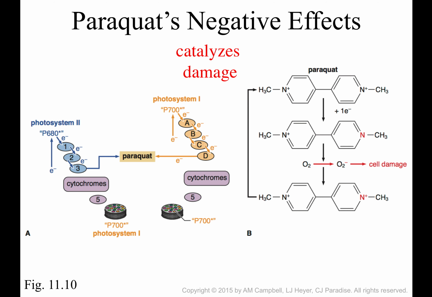Paraquat tends to accumulate in the lungs of mammals and causes pretty bad damage. So this pesticide that was supposed to be specific to plants is actually affecting animals through a very similar mechanism because it targets the electron transport chain.